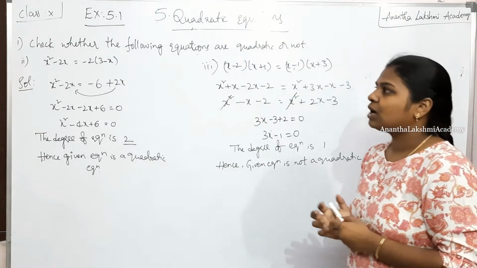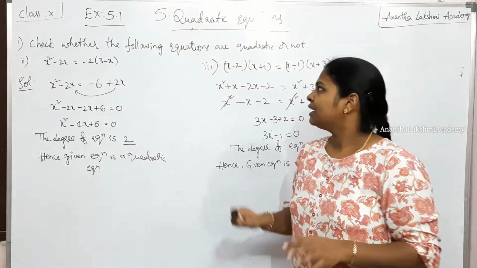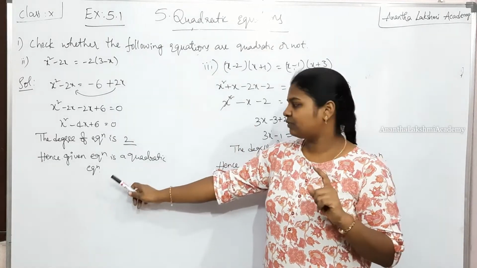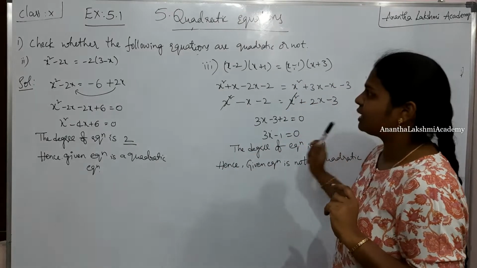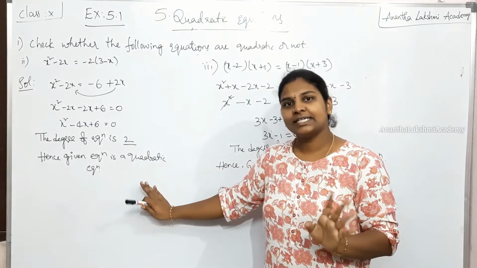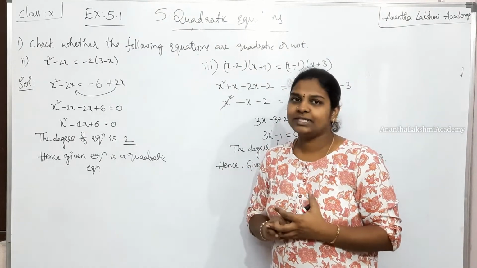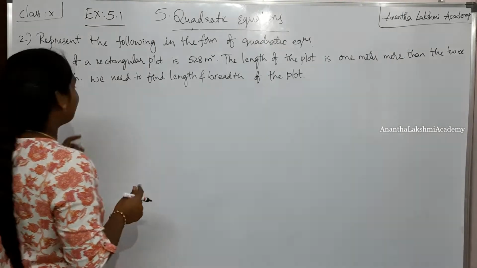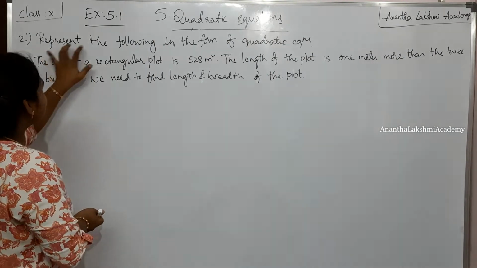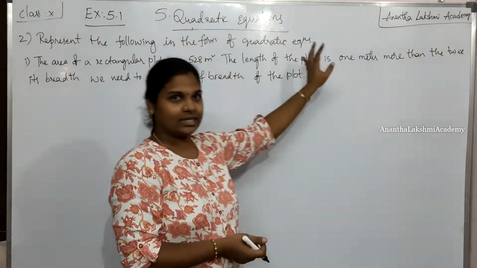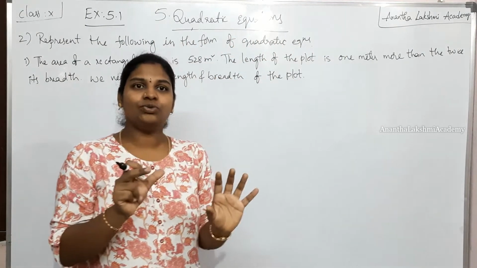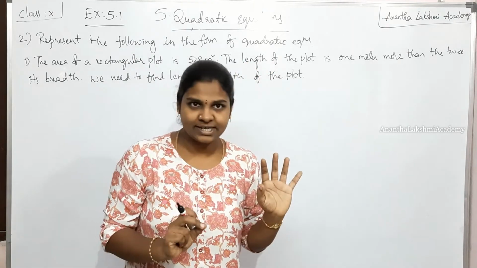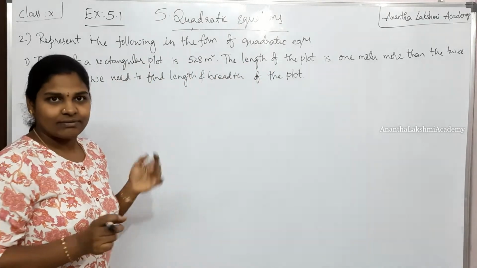Alright, that is about the first problem. The rest of the problems you can solve by yourself. I have given you an example of a quadratic equation and not a quadratic equation, and how we write the statements. So let's jump into the next problem. Here we have the second problem wherein we have multiple bits. Represent the following in the form of quadratic equations. We just need to get a quadratic equation from the data that is given in the form of sentences. That's when we are done with these problems.